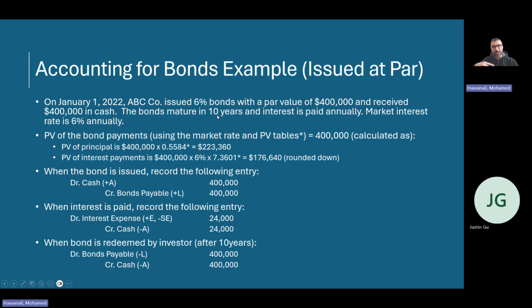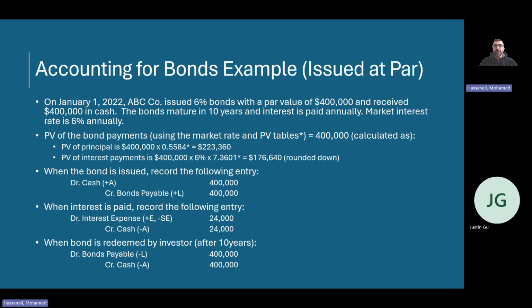So because this is a liability that you owe 10 years from now, you can record the credit of 400,000 as a non-current liability. Okay, this is fairly straightforward. Debit asset, credit liability. Now, every year you're going to be paying the interest. So when you are paying the interest every single year, you have to record that expense for the interest.